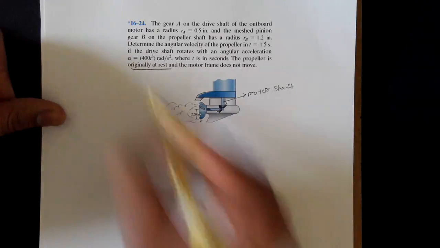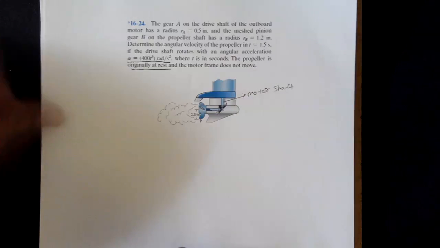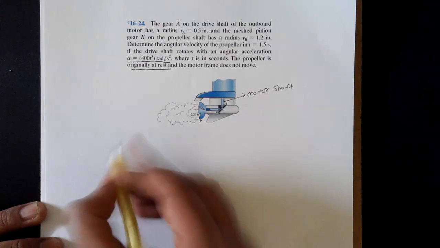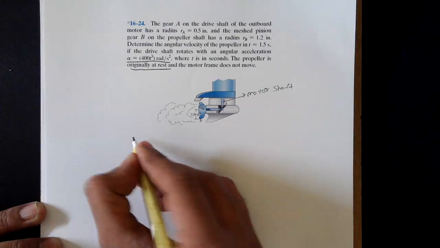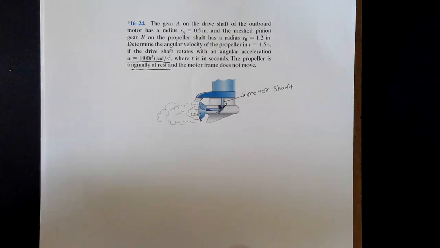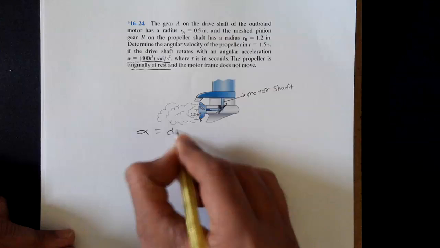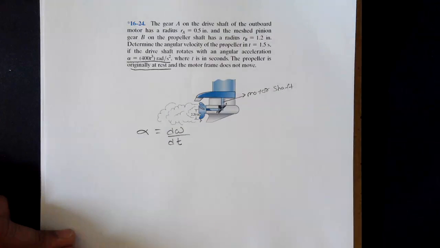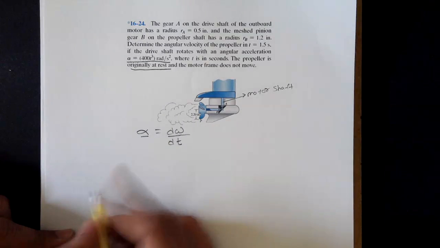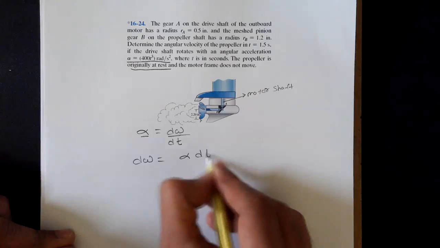Now for gear A, we have been given the angular acceleration as a function of time, which is 400 t cube radians per second square. So from that, we need to calculate angular velocity. And you know that angular velocity is integration of angular acceleration. So you're familiar with this equation, alpha is equal to d omega by dt. We have been given alpha, we need to calculate omega. So we need to write the equation for omega. So d omega is equal to alpha multiplied by dt.